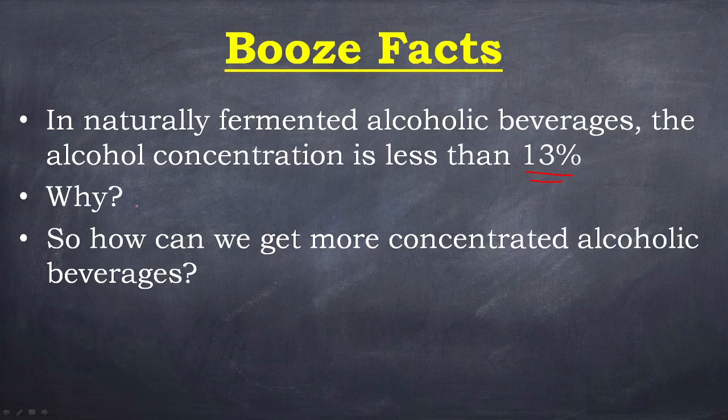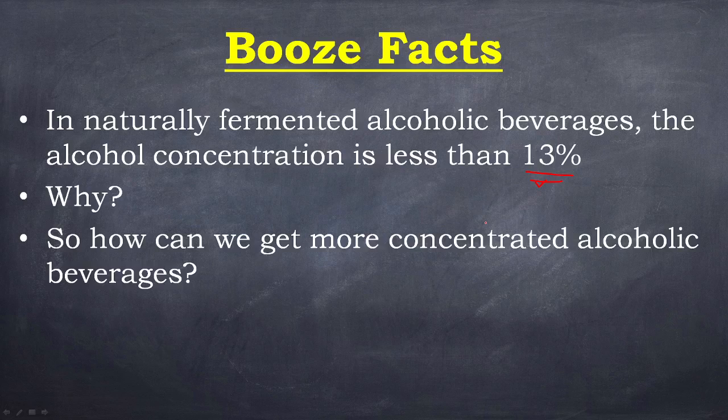Therefore, in naturally fermented alcoholic beverages like chang, beer and wine, the alcohol concentration is always less than 13%. When the alcohol concentration goes above 13%, the fermenting organism, the yeast cells, die.